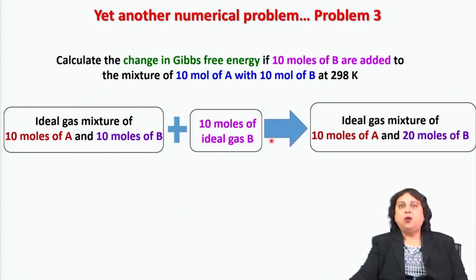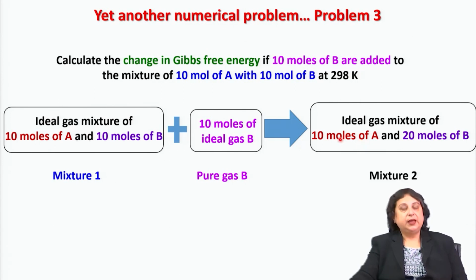Okay? And now I am producing an ideal gas mixture by mixing these two components. I am producing an ideal gas mixture which is comprised of 10 moles of A and 20 moles of B. So, I will call this mixture 1, and this is being mixed with 10 moles of the pure ideal gas B, giving me the mixture 2. Okay? And I need to calculate the change in Gibbs free energy in this process.